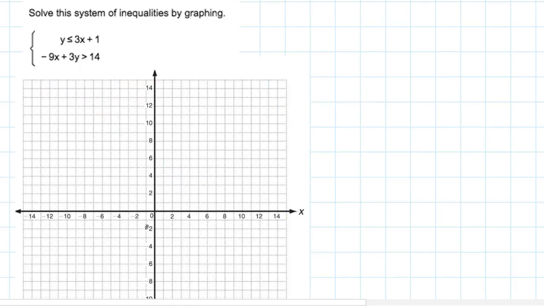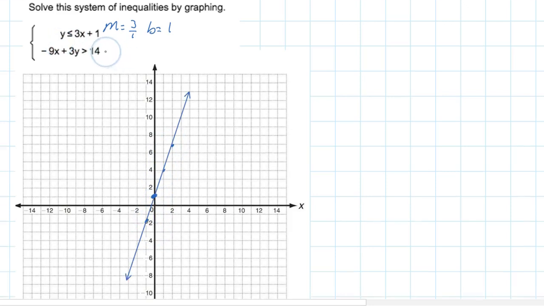Here we have another one, but they were nice. The first one is already set up for us. The first one has a slope of 3 over 1 and a y-intercept of 1. I'm going to go ahead and graph it really quickly. Because it says or equal to, then I know that it's a solid line. Now for the other one, we're actually going to have to rewrite it and do some work.